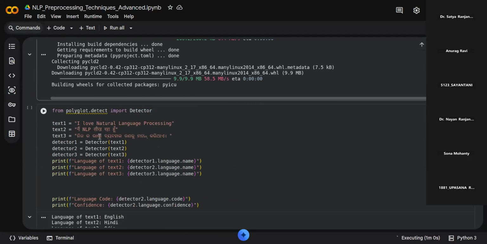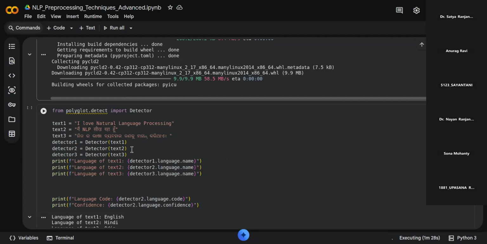Here I have given three sentences. Sentence one is in English: I love natural language processing. Sentence two is English and Hindi: only one word, NLP, is English, the rest are Hindi, मैं NLP सीख रहा हूँ. And text 3 is in Odia. So let's see whether it can detect it or not.